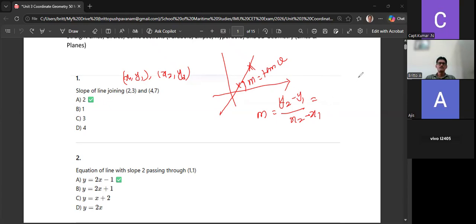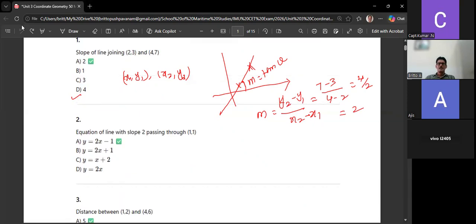So it is 7 minus 3 divided by 4 minus 2, which is equal to 4 by 2, which is 2. So the correct answer is A, slope is 2. Sometimes in a question they give the 2 points, so we use this formula. Depending upon the question, we have different formulas for slope. Different formulas will come in the next questions, we'll discuss them. Okay. Now look at the next question.